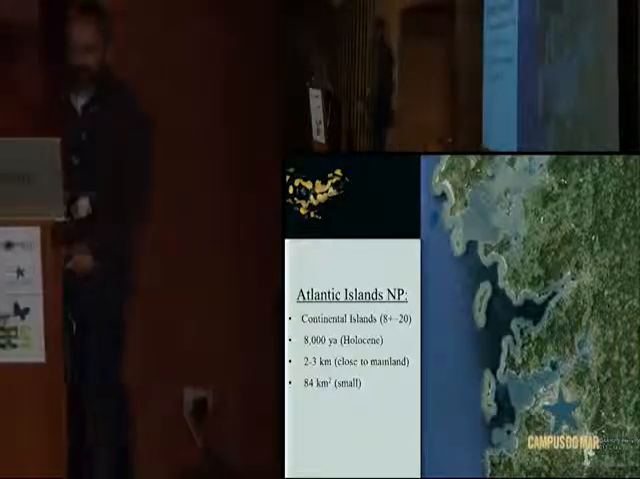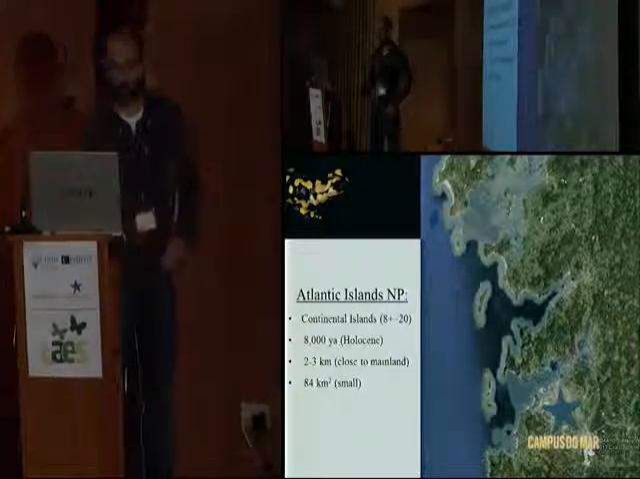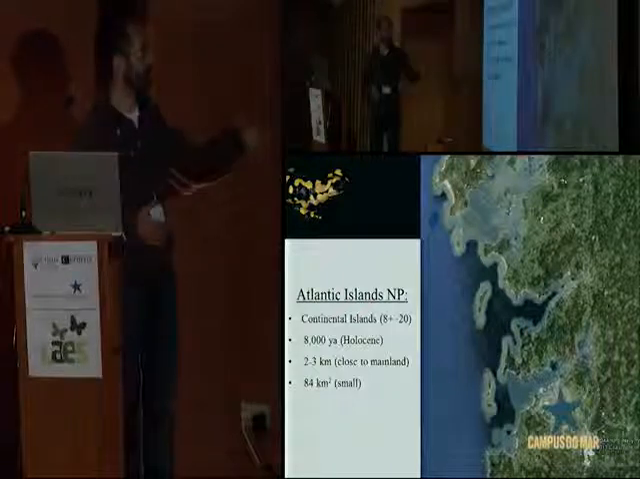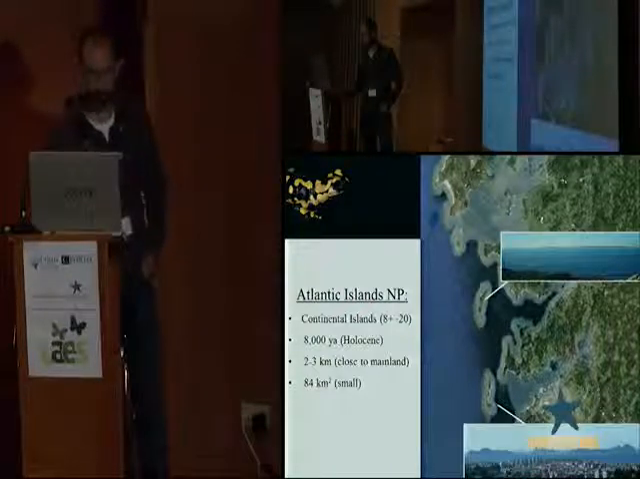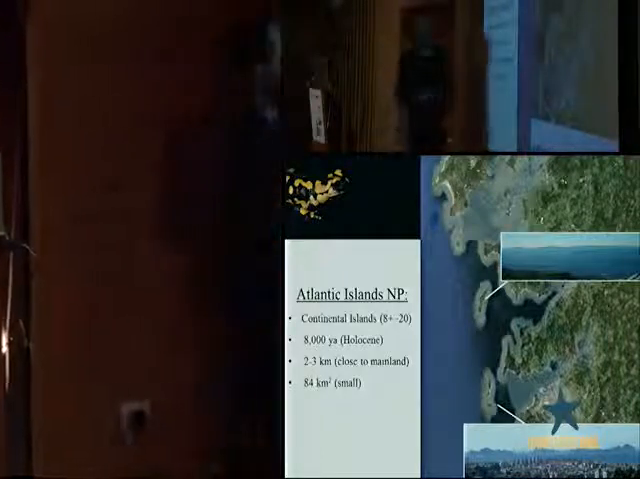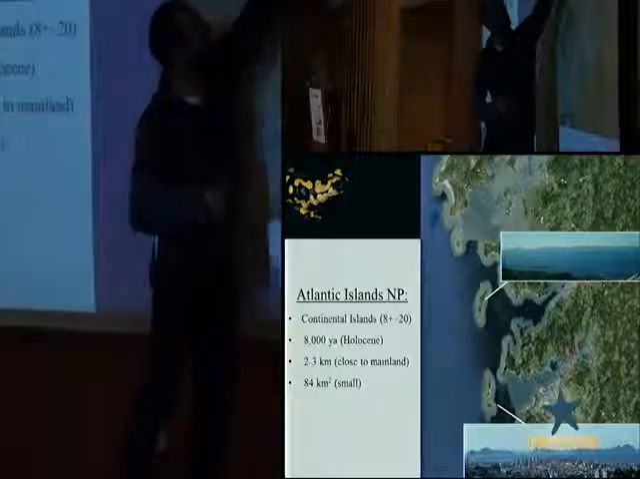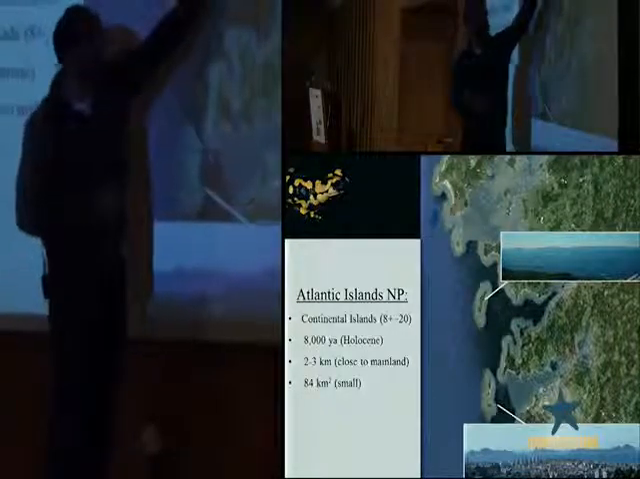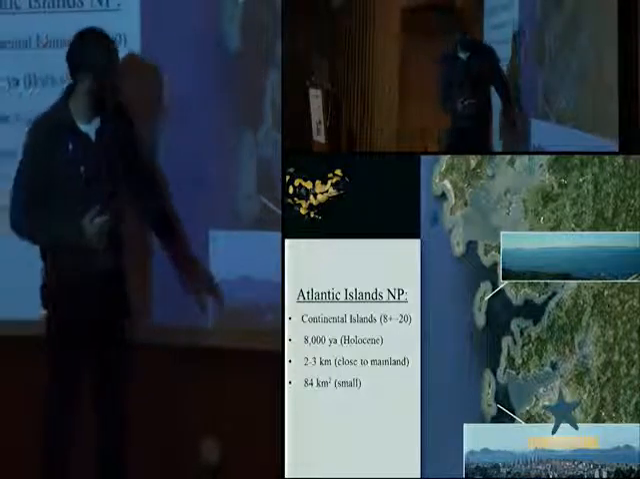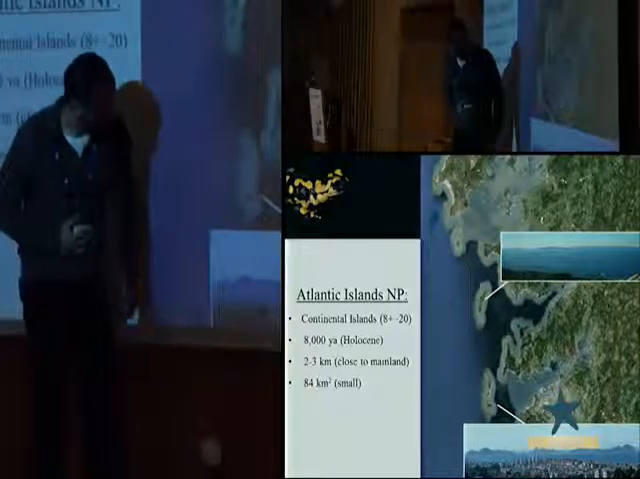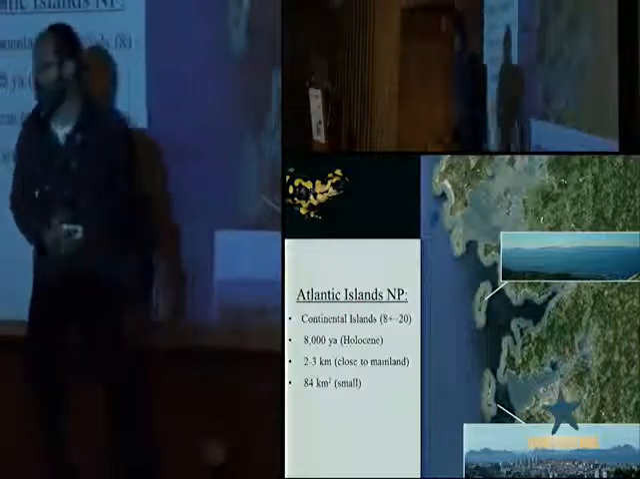Another characteristic is that they are very close to the mainland. It's only 2-3 kilometers, and they are small. The whole national park is about 84 square kilometers. So these are the two islands. The two island population right now is in the Ons archipelago. We have here this main island. There is a huge population of salamandra, and also in this archipelago, the Cíes archipelago, we had a population right here. It was here before, like 10 years, 20 years ago, but is now extinct.